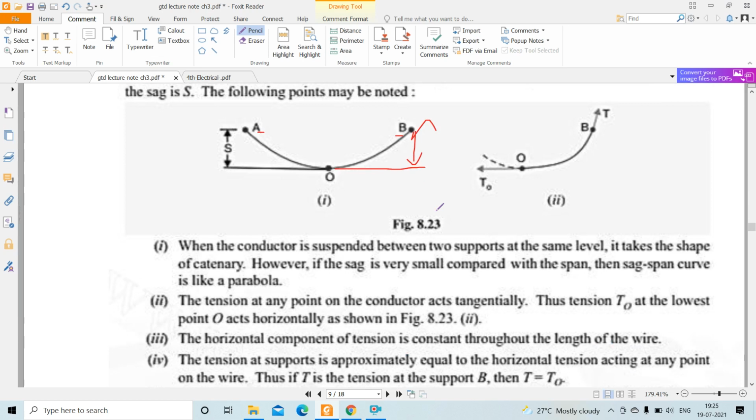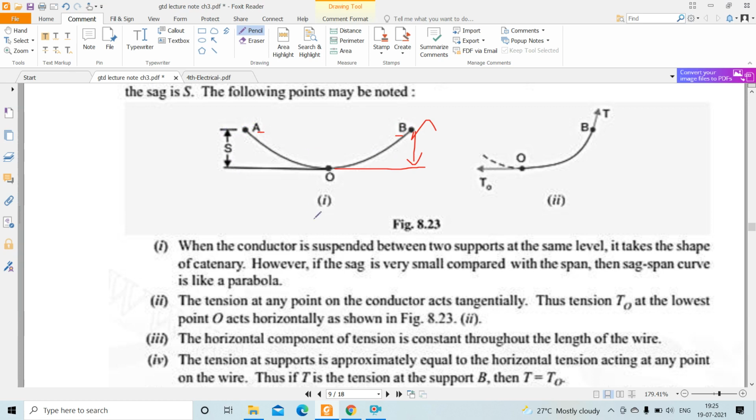There are some points to be noted. When the conductor is suspended between two supports at the same level, it takes the shape of a catenary. However, if the sag is very small compared with the span, then the sag span curve is like a parabola. So this is the shape of a catenary. Let the distance between A and B, the span, be L, and the sag be S.